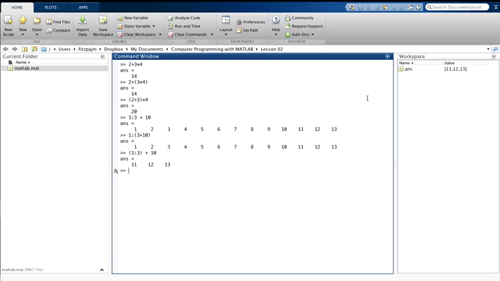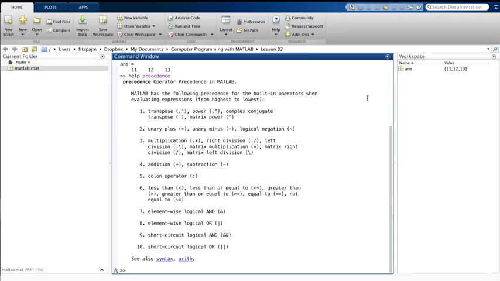If you don't know which operator goes first, you have 3 options. 1, use parentheses to force the order. 2, try an example and learn the order. Or 3, look at MATLAB's precedence table and read the order. So where is this precedence table? Well, it's right at your fingertips. Just type help precedence. And there's MATLAB's precedence table.